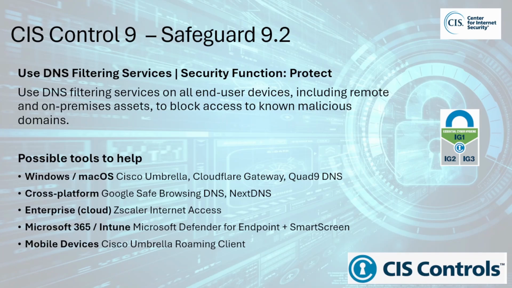Possible tools to help include Cisco Umbrella, Cloudflare Gateway, Quad9 DNS for Windows and macOS, Google Safe Browsing DNS, and NextDNS for cross-platform, Zscaler Internet Access for enterprise cloud solutions, Intune and Microsoft Defender for Endpoint plus SmartScreen for Microsoft 365, and Cisco Umbrella Roaming Client for mobile devices.